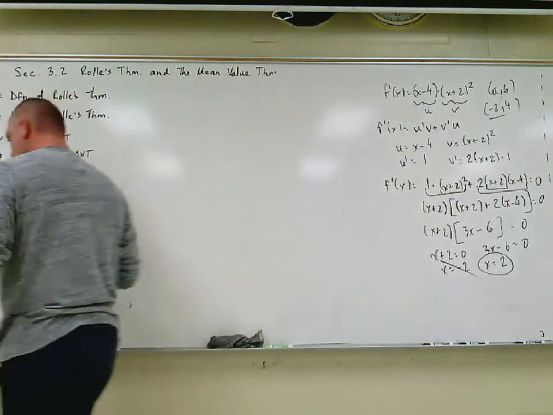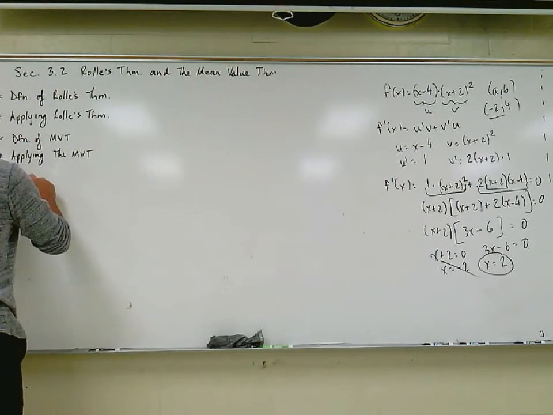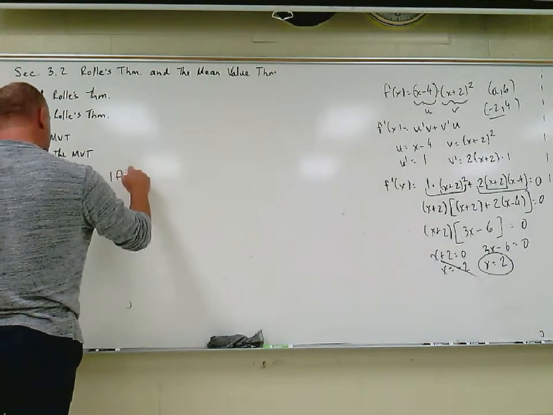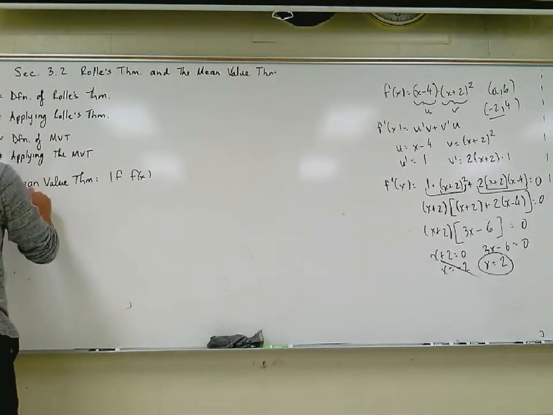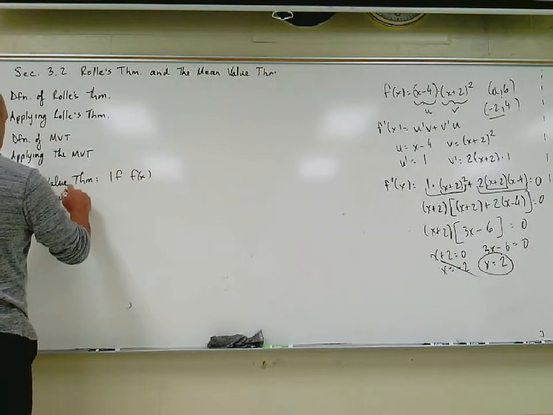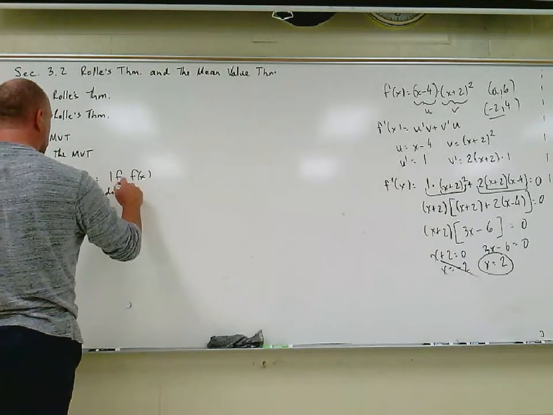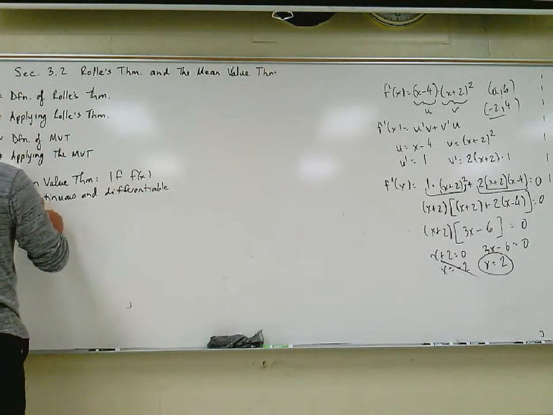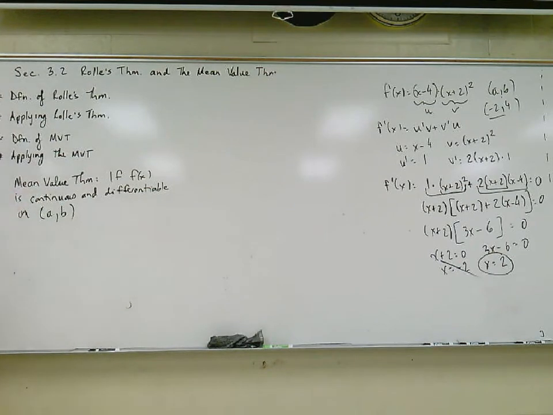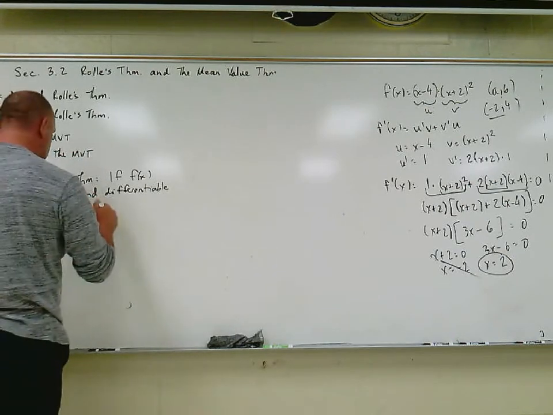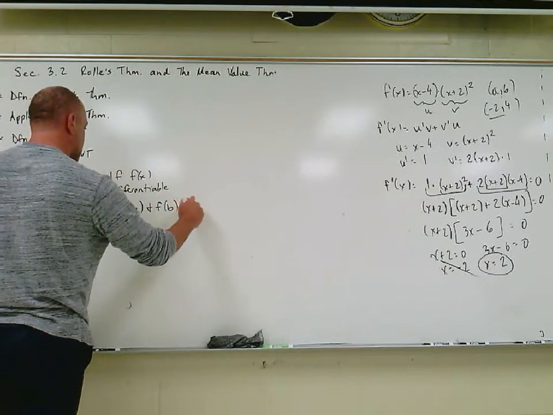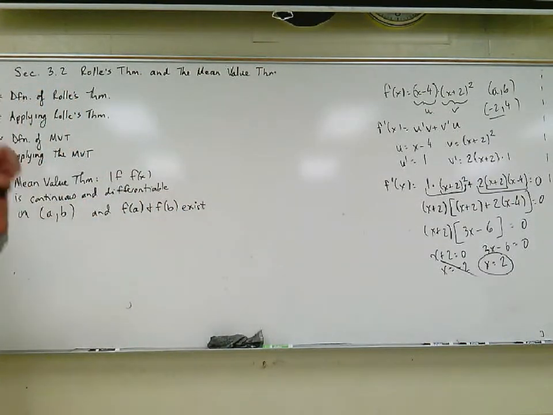All right. So here's what we got. Mean value theorem. If f of x is continuous and differentiable on the interval a to b. So it starts off the same way. It's got to be continuous and differentiable, and you have the endpoints, and f of a and f of b exist. But they don't have to be at the same level.